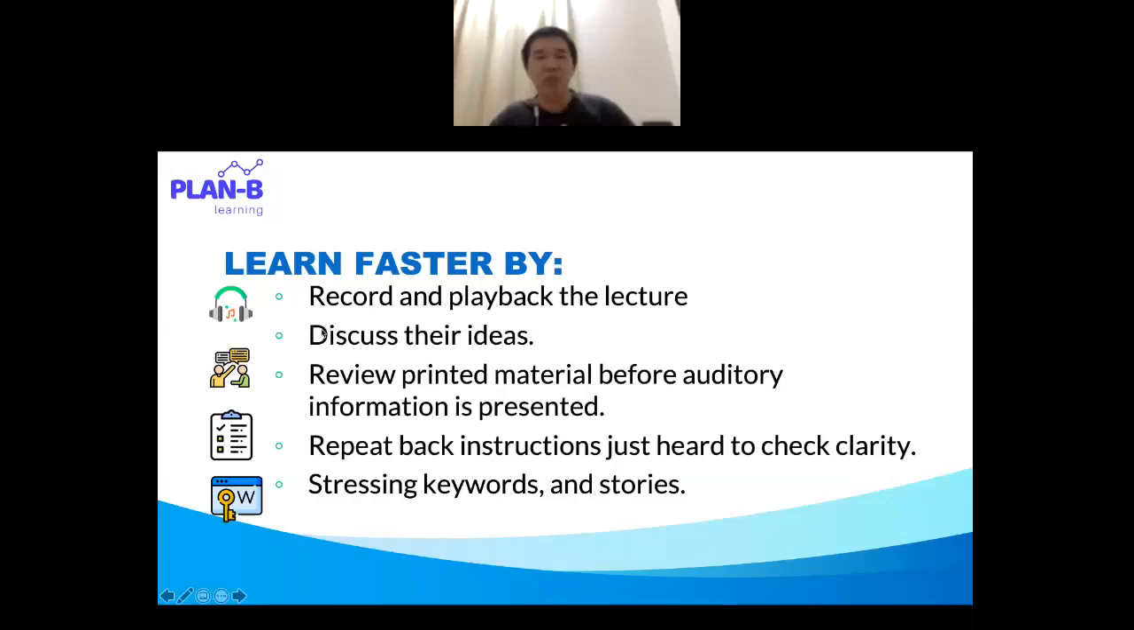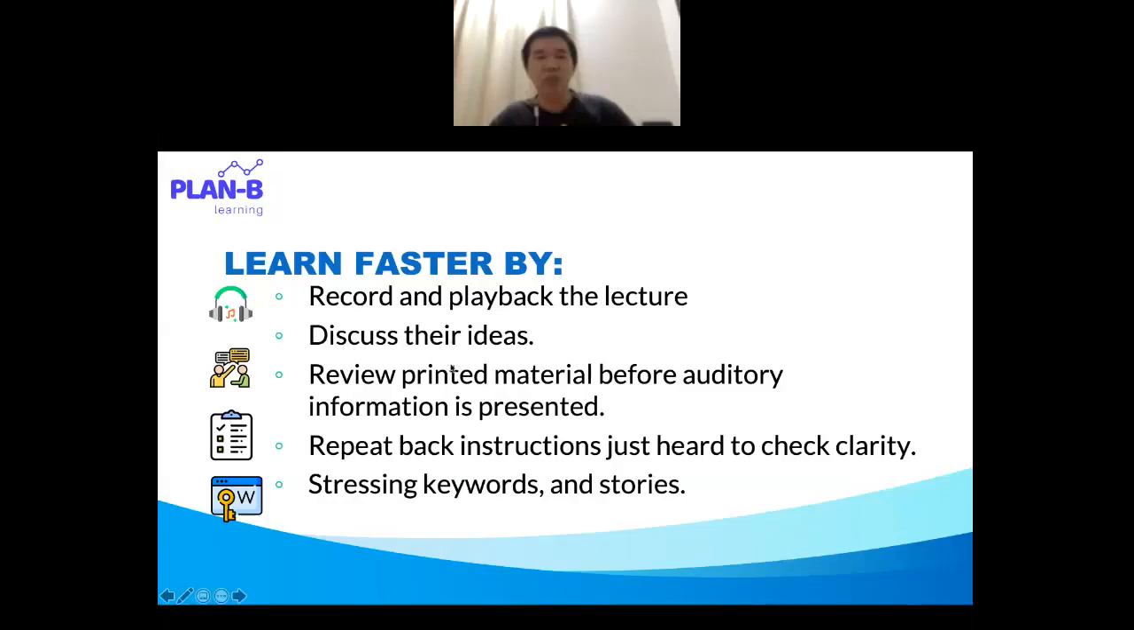Second thing, discuss your ideas. I would suggest you form a discussion group among your friends. You can identify who are the auditory among your friends, ask them to sit down and discuss something together. Maybe you talk about this chapter, the next person talks about the second chapter, the third person about the third chapter, and from there you could learn faster.